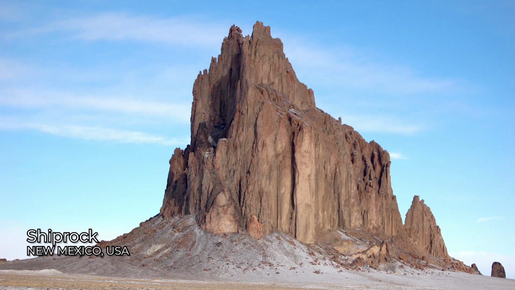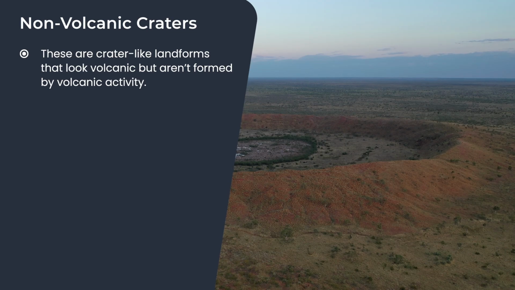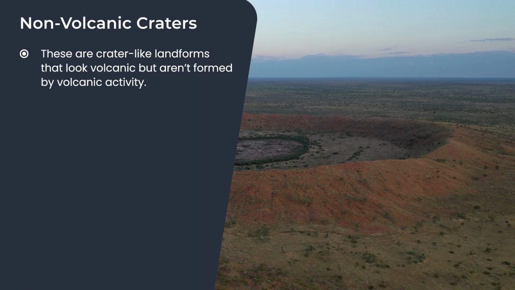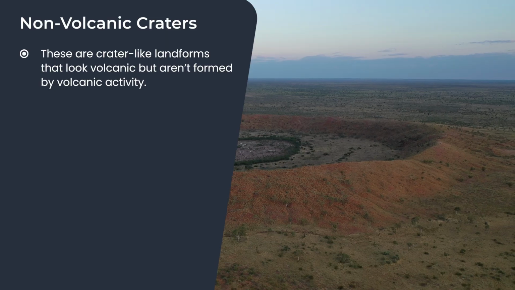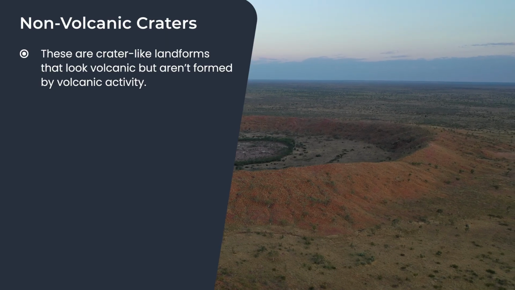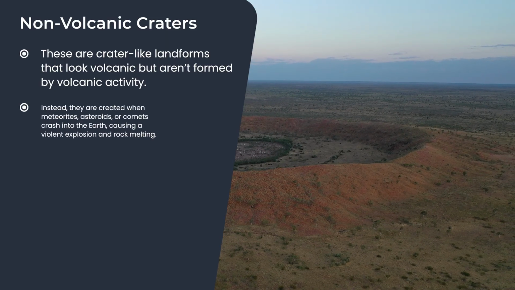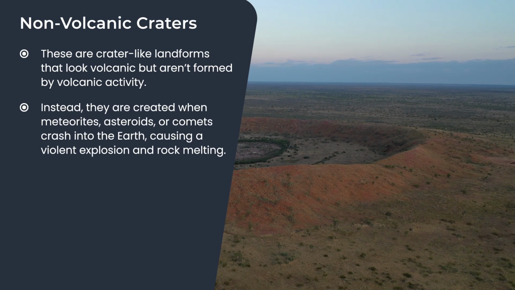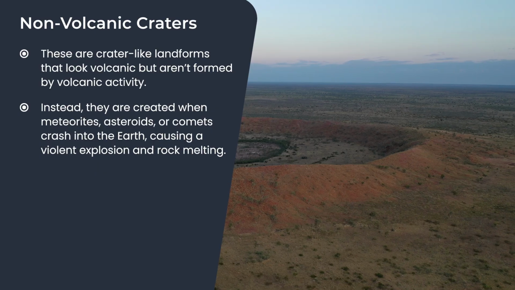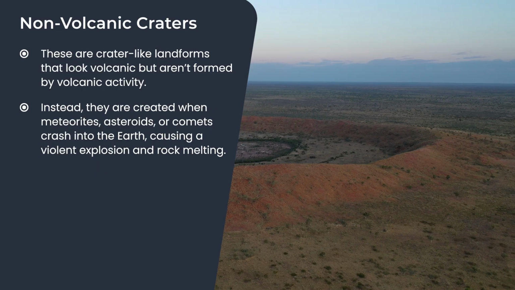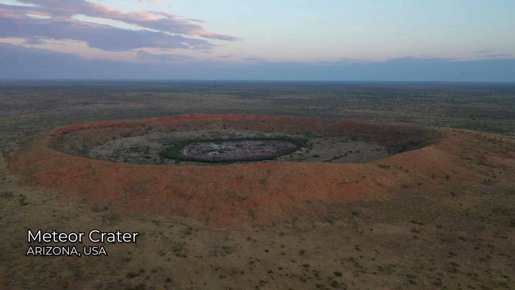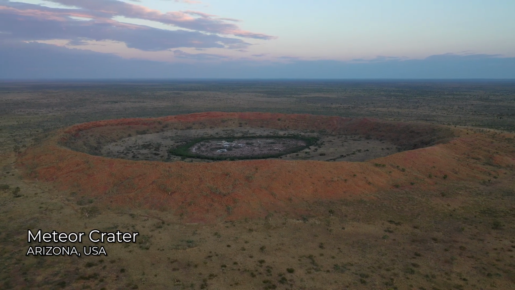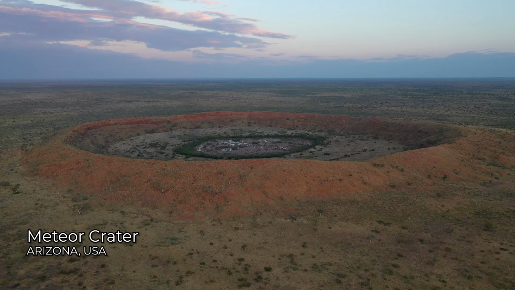And the next type is non-volcanic craters, the cryptovolcanic structures. So, these are crater-like landforms that look volcanic but are not formed by volcanic activity. Instead, they are created when meteoroids, asteroids or comets crash into the earth, causing a violent explosion and rock melting. An example of this is Meteor Crater, which is situated in Arizona state of the USA, caused by a huge meteorite impact.